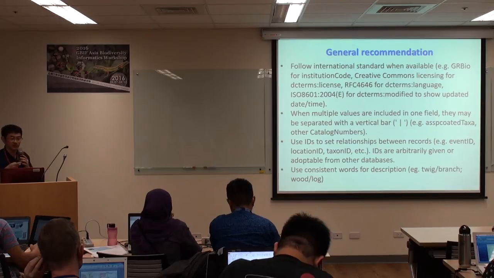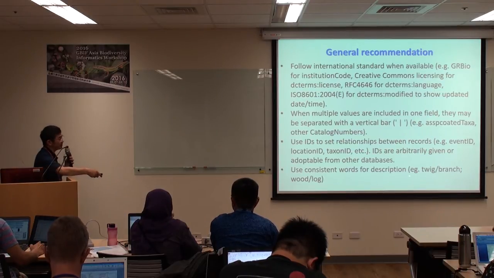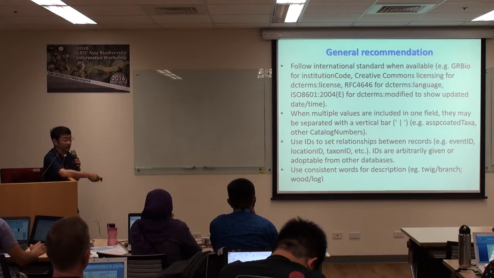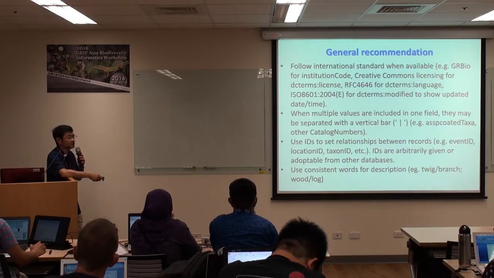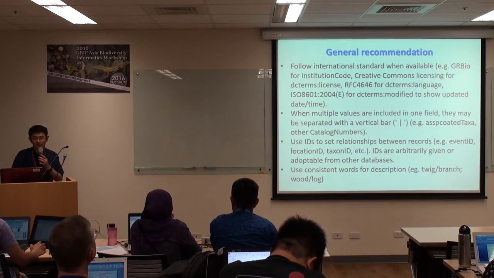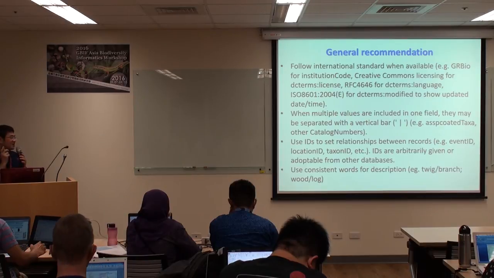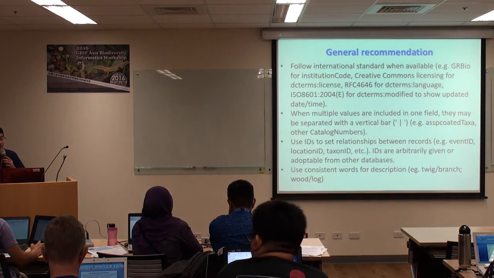But if you use different words to indicate the same thing in the same database, it will cause confusion. Twig and branch are the same thing. Wood and log mean the same thing. But if you decide to use twig, always use twig, because you cannot search for branch. If you search for branch, it doesn't hit, right? So you need to control the wording. This is the so-called controlled vocabulary. The trick is that you have to be always consistent about using the word, okay? That is the general recommendation about using the Darwin Core terms.